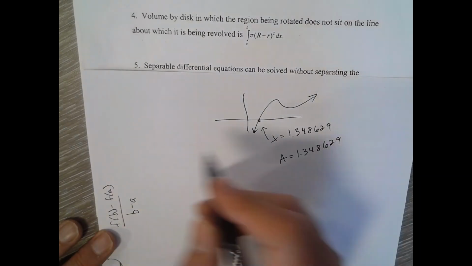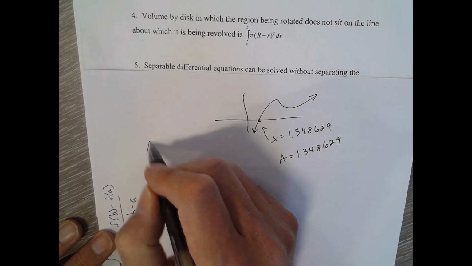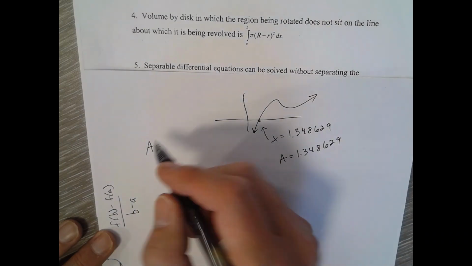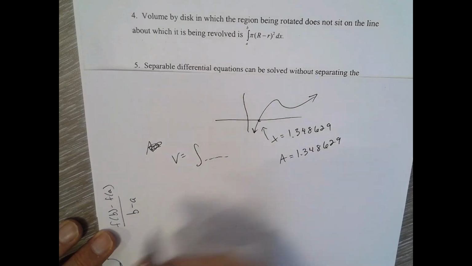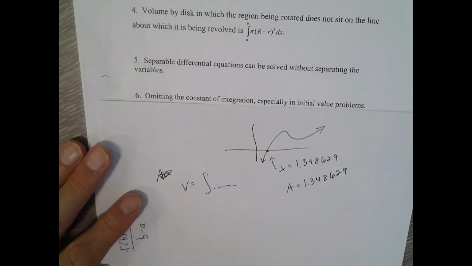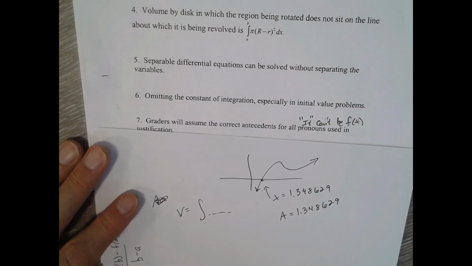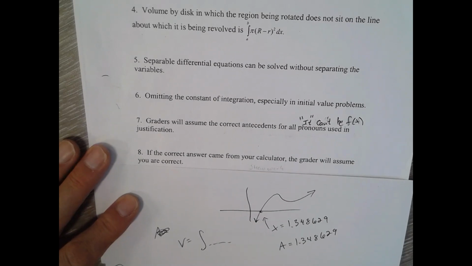Likewise, if you had the area, or let's say the volume is some integral and you find a whole solution, you can just call that v from there on out to save a little bit of time. If the correct answer came from a calculator, the grader will assume you are correct. Okay, that's kind of dumb.